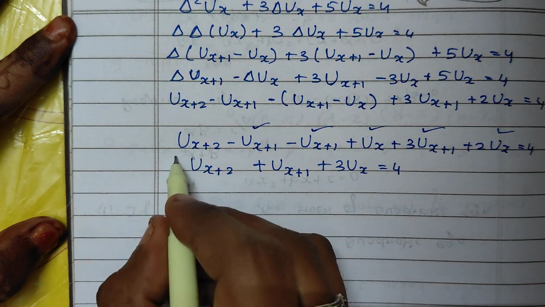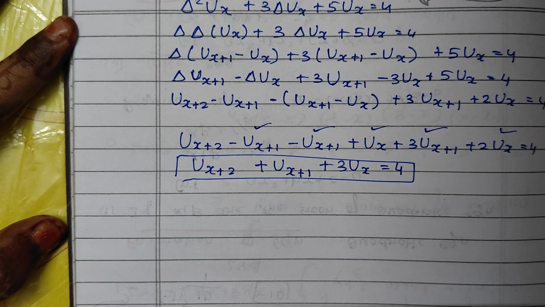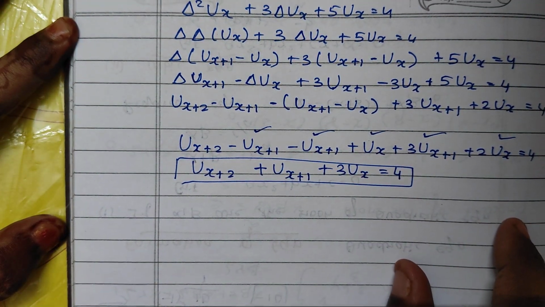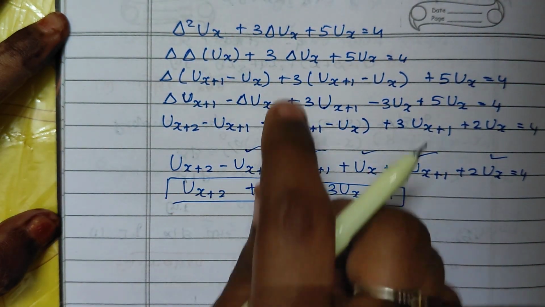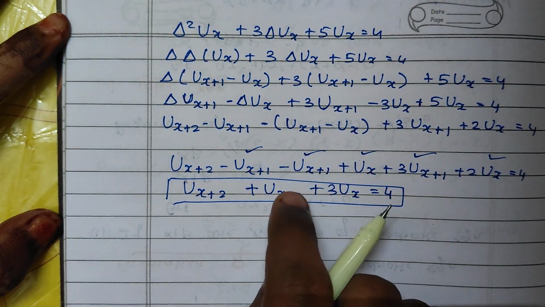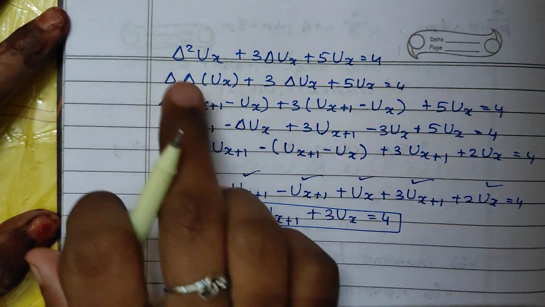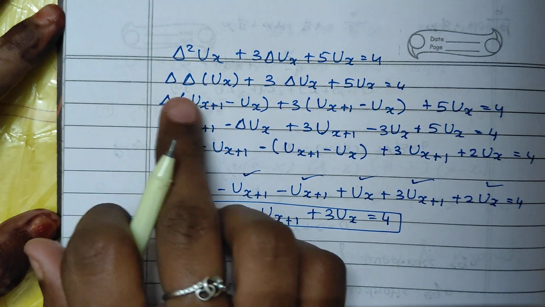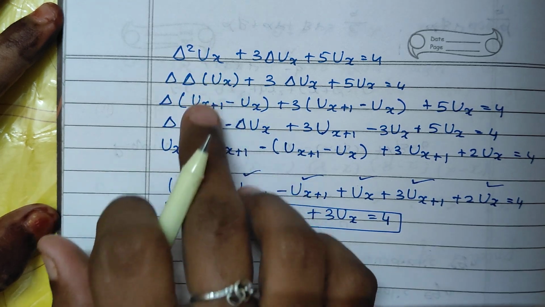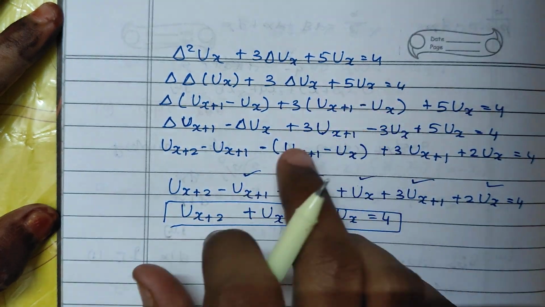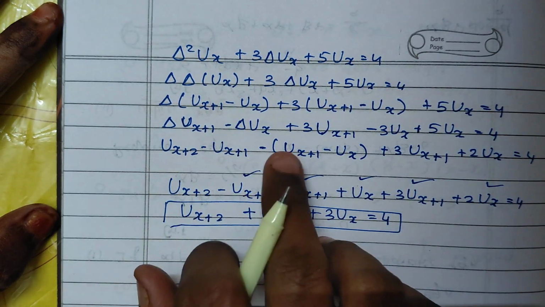Okay, so this must be the final equation after converting everything. We should not directly convert that del square to ux plus 2 and then here to here, because it will not give you that perfect answer. First of all, you have to separate this del square as del into del. Okay, so again you have to bring this del alone inside here. Bring this del inside and then again convert that into the difference equation.